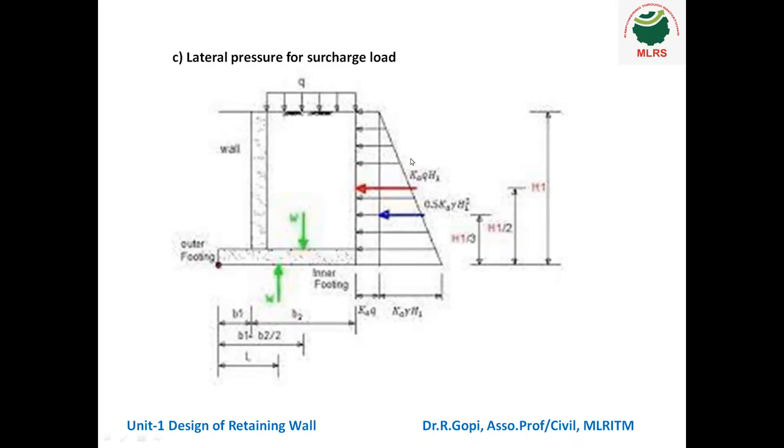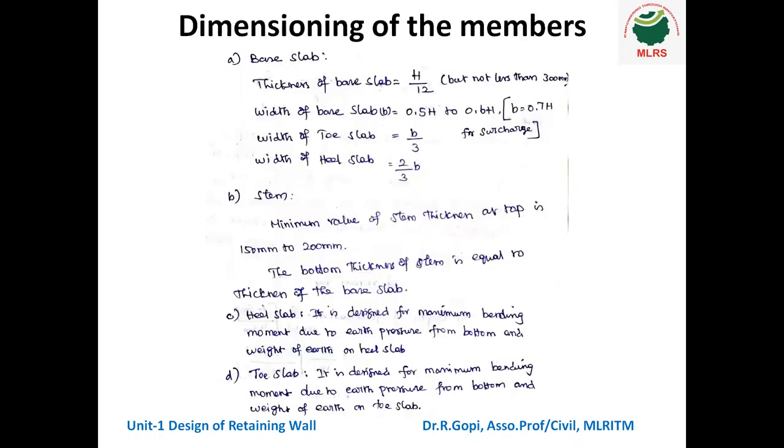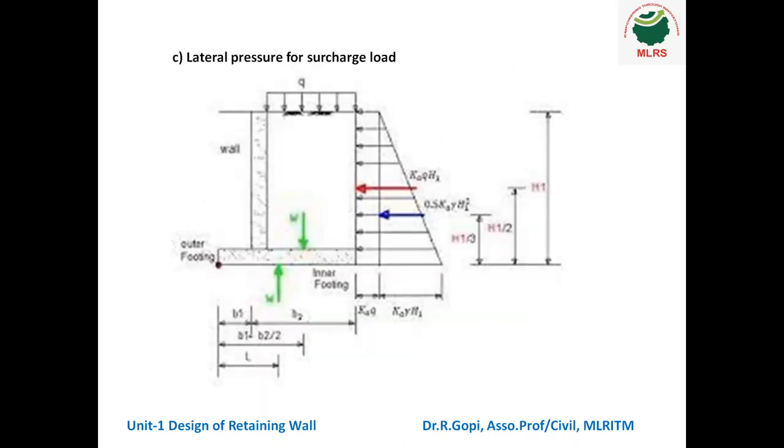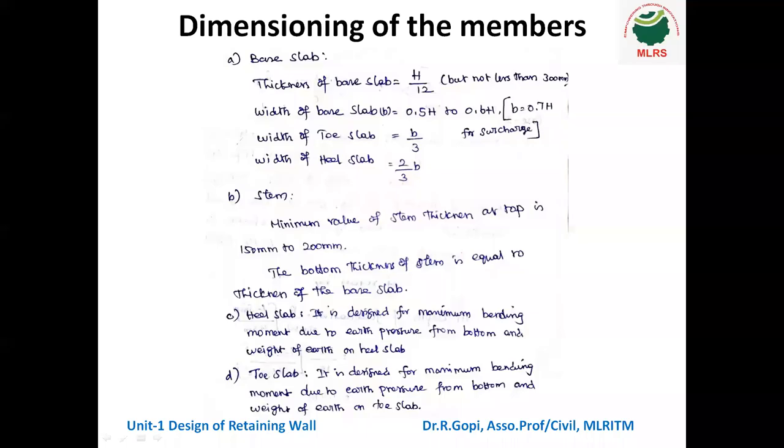Okay, students. So next, coming to dimensioning of the member. So we know that in case of cantilever type retaining wall, there are three basic elements. Okay. So first one is stem, heel slab and toe slab. Okay. So base slab consists of both heel slab and toe slab. So now let us see one by one.